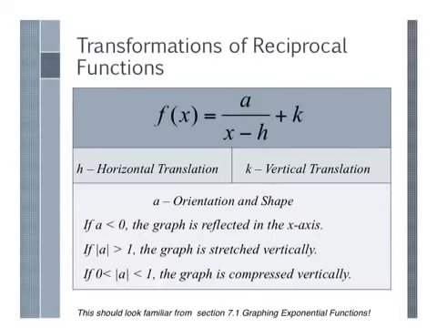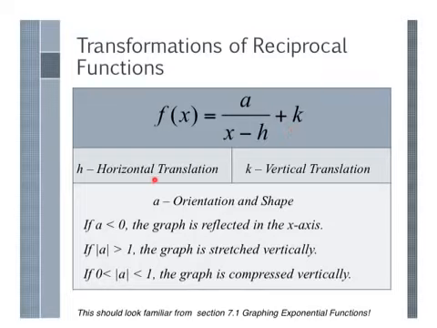Okay, this slide should look familiar because I showed you the almost identical slide from section 7.1 on graphing exponential functions. So the difference being, of course, that here we're graphing reciprocal functions. So you'll notice that, for example, k is your vertical translation. So this number that's being added outside the function is your vertical translation, and that relates directly to your horizontal asymptote, just like with exponential functions.